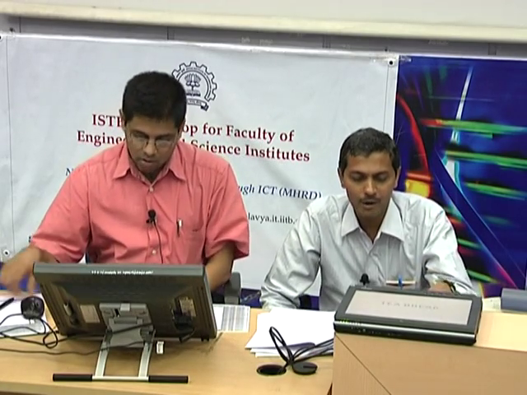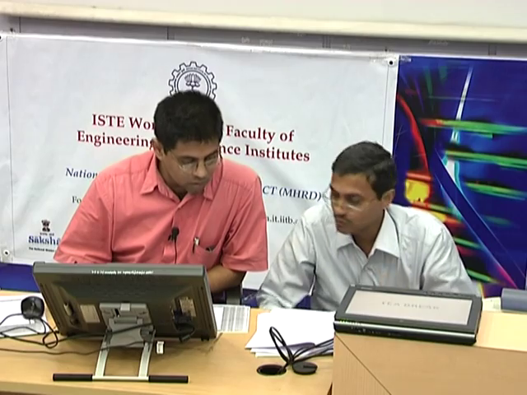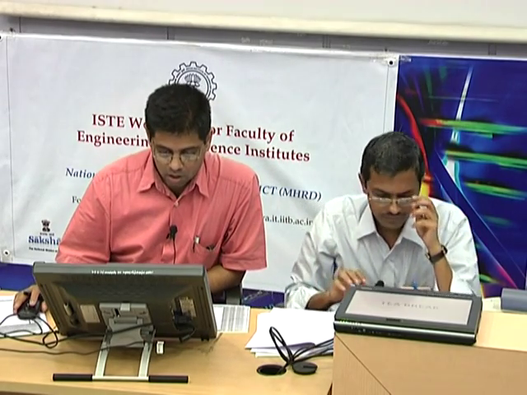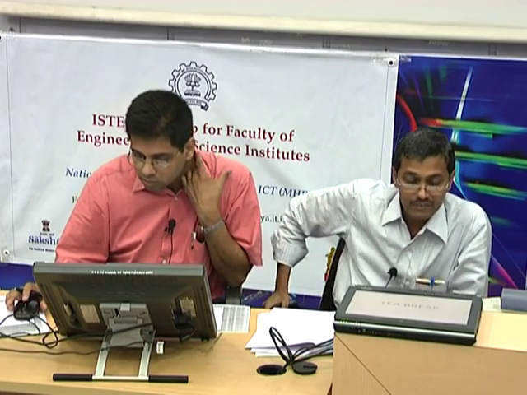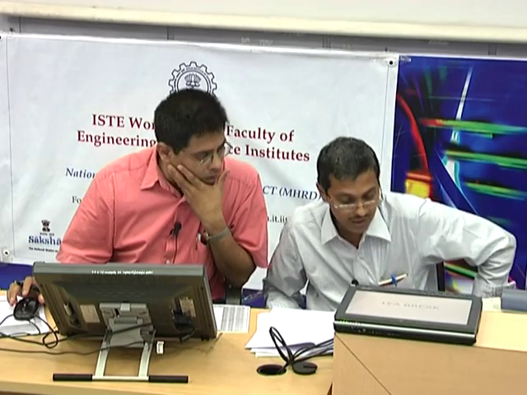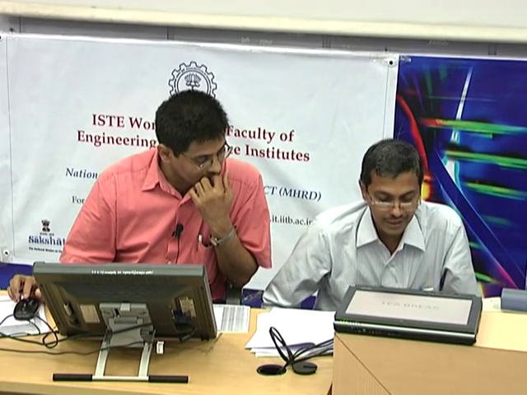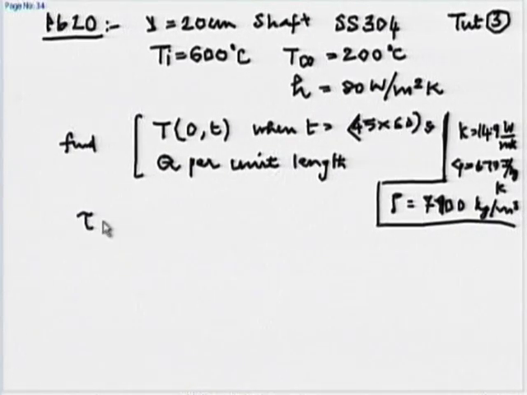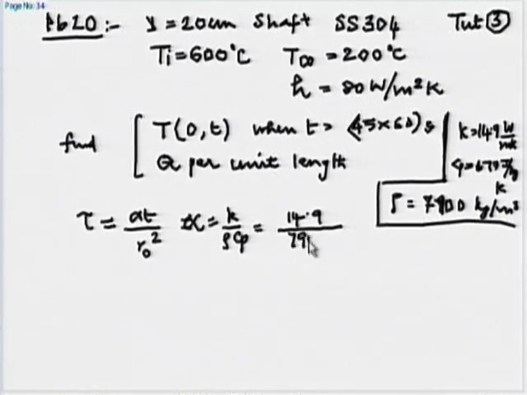Okay. We will get to the problem now, where we left off, problem number 20. The question was, initial and final temperature were given and we were supposed to find the center line temperature of a circular cylinder. First thing we need to do is get tau, tau equal to alpha t upon R naught squared. Let us find alpha. Alpha is K by rho Cp. K is given to be 14.9, rho is 7900, Cp is 477. So, that is equal to 3.95 into 10 to the power of minus 6 meter squared per second.